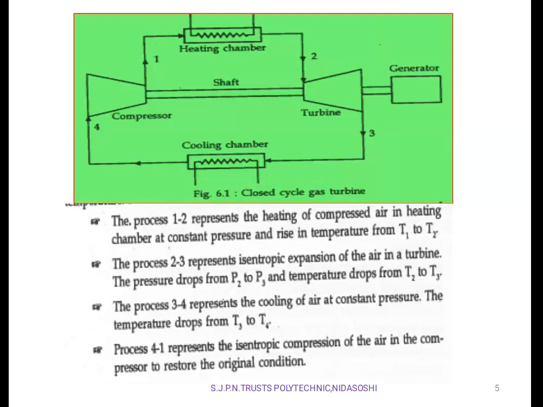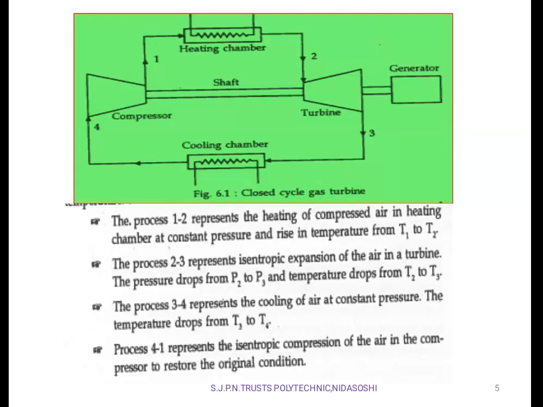From the turbine, hot gas is passed to the cooling chamber, where it is cooled at a constant pressure with the help of circulating water to its original temperature. Again, from the cooling chamber, the air is passed to the compressor, where it is compressed again, and the cycle is repeated. This is the working of the closed cycle gas turbine, and some important points on this are given in this slide.